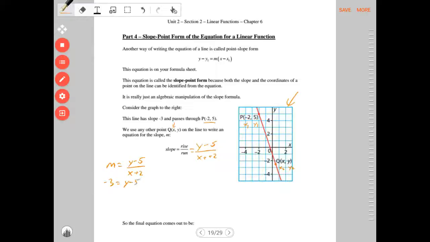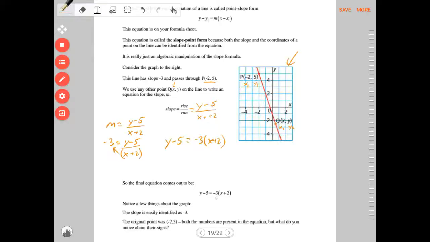We were told that, but if we weren't told that, we could figure it out. So look, if I take this bottom x plus 2 and just multiply that up, look what I get. I get y minus 5 equals -3 times x plus 2. So the final equation then is y minus 5 equals -3 x plus 2.